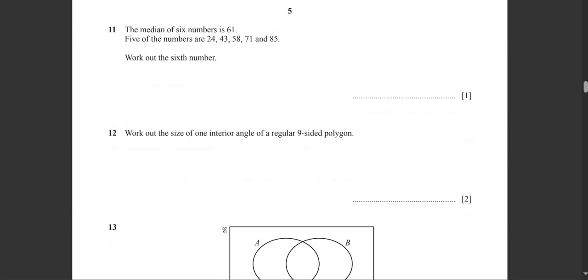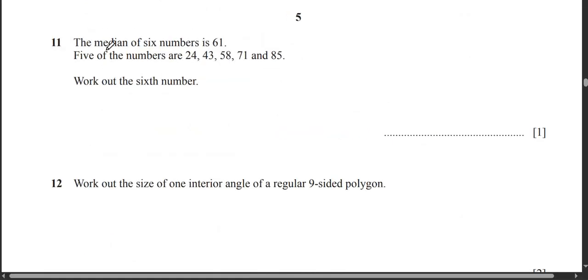Now, question number 11, it says the median of 6 numbers is 61. 5 of the numbers are 24, 43, 58, 71, and 85. Work out the 6th number. So look, what does median mean? Median means the middle number.